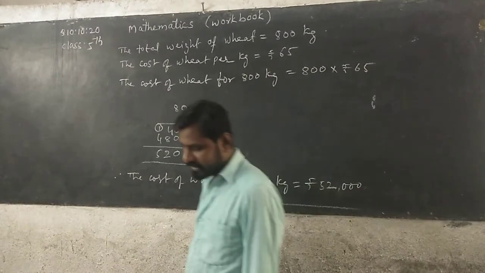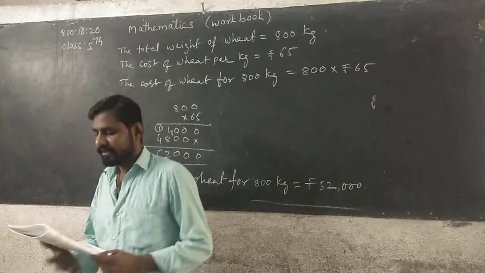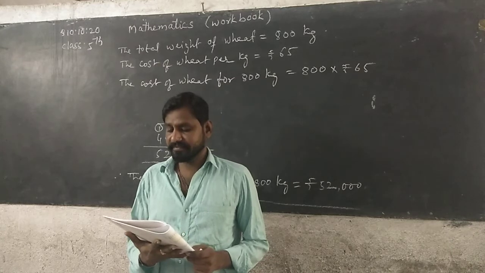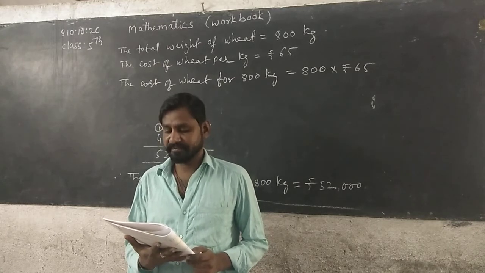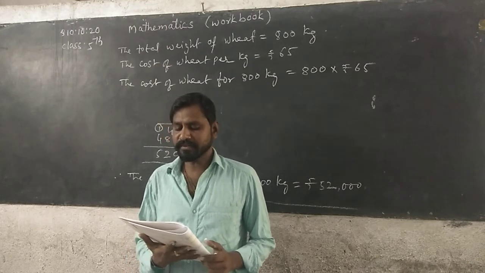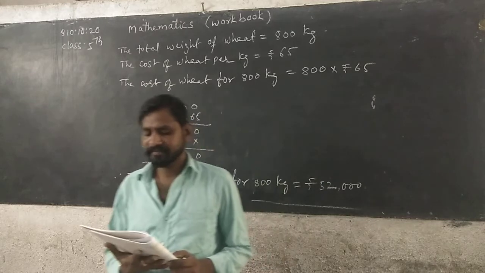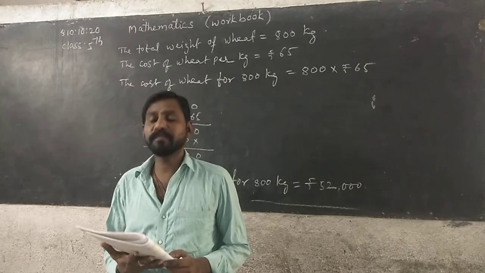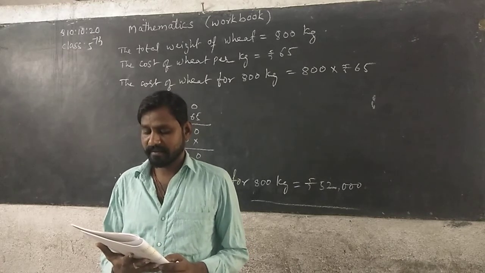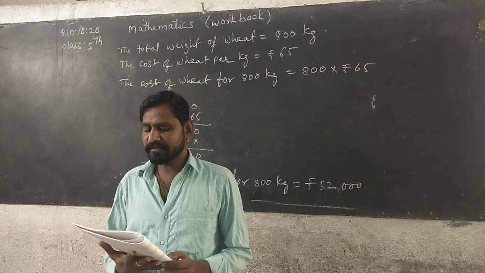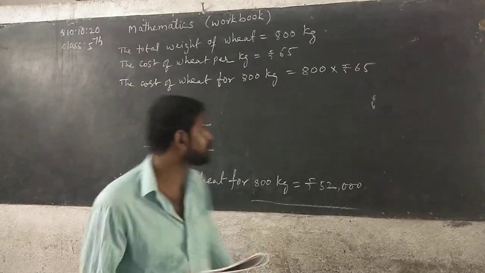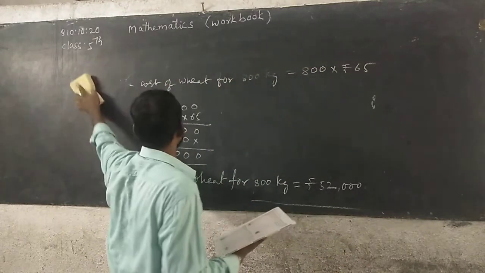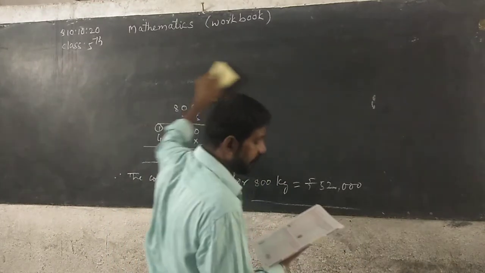See here, next problem. A jumbo soap box contains 8 soaps. A carton contains 8 such soap boxes. Calculate the total number of soaps in the carton. This is very easy beta.